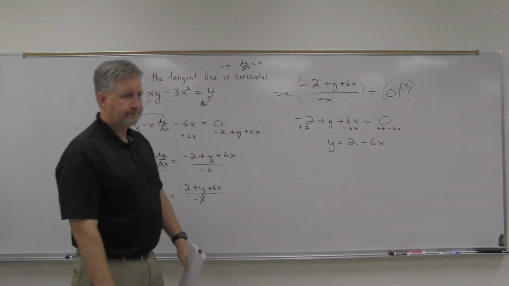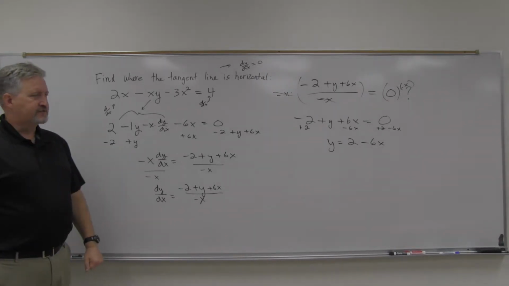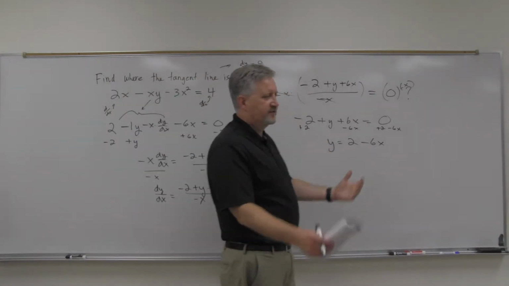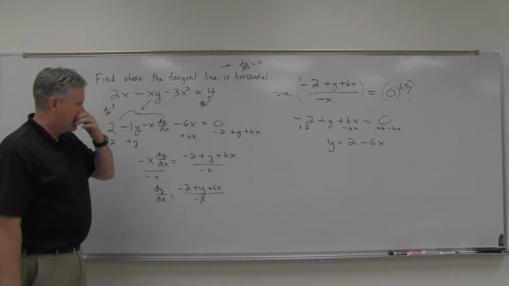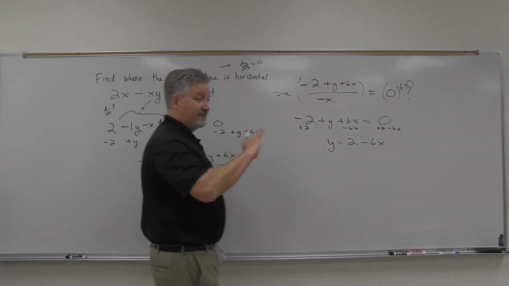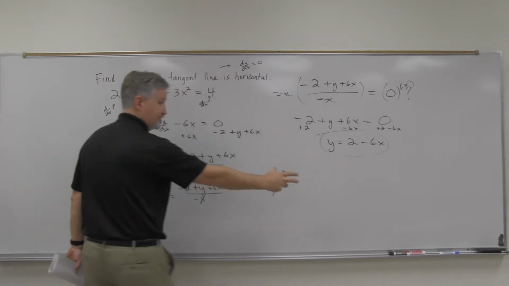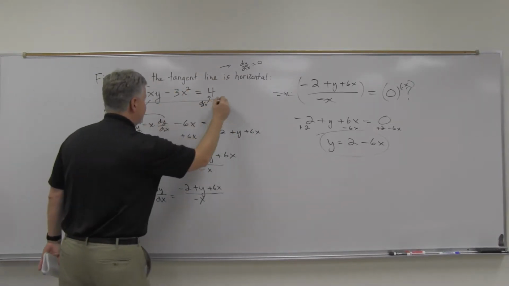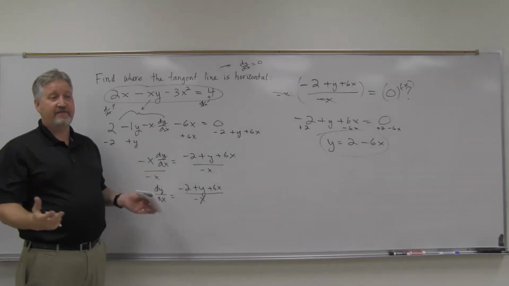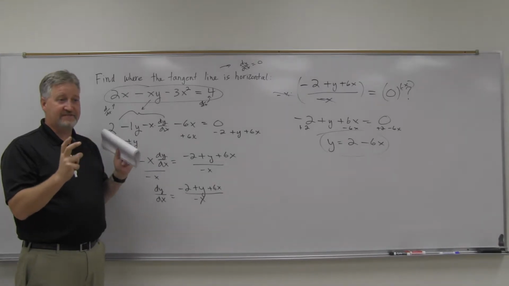But that still doesn't answer the question, because the question was where the tangent line is horizontal. This just says y is equal to 2 minus 6x. That doesn't really tell me a place on the graph. That doesn't really help me. So how do I use that? Well, if you look at it this way, I've got this equation that has a relationship between x and y, and then I've got this equation, which is also a relationship between x and y. If you think about it, that's a system. That's two equations in x and y. So I've got kind of a system here.